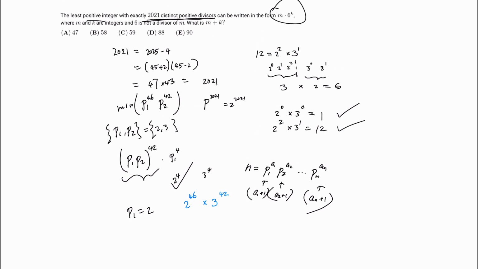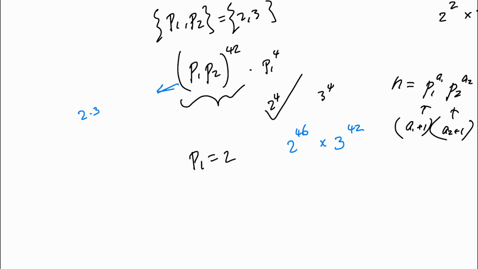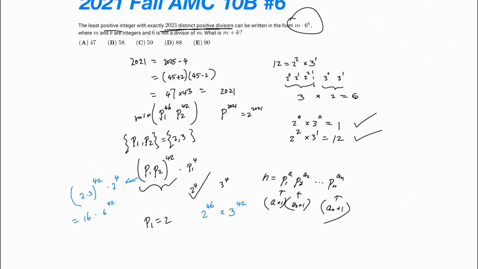And what does it want? It wants us to write it in the form of m times 6 to the k. Well, we can use this form over here. We get 2 to the 4th times 6 to the 42nd power. That's 16 times 6 to the 42nd power. And that will give us 16 plus 42, which is 58. That is our answer for this problem.